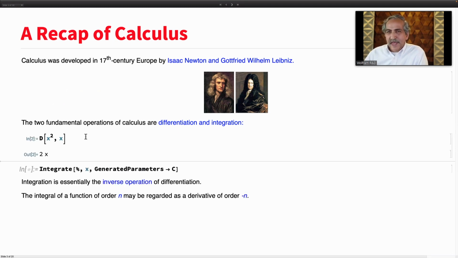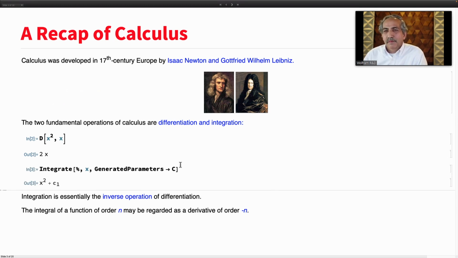So we have a function called D, which does derivatives. The derivative of x squared is 2x. And now if you take that output and give it to Integrate and make sure you ask for the arbitrary constant, then you get back almost what you started from. So integration is essentially the inverse operation of differentiation. And this was, of course, the great achievement of Newton and Leibniz, which is why they're called the creators of calculus. And although you might not do it very much at high school or college, you could integrate n times.